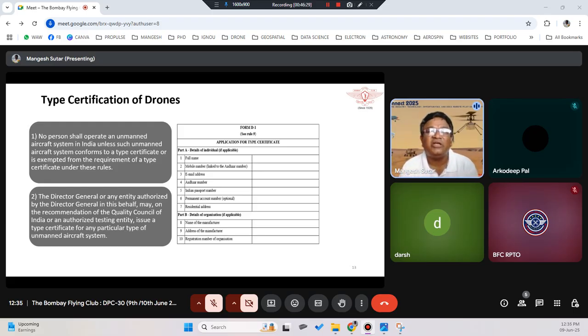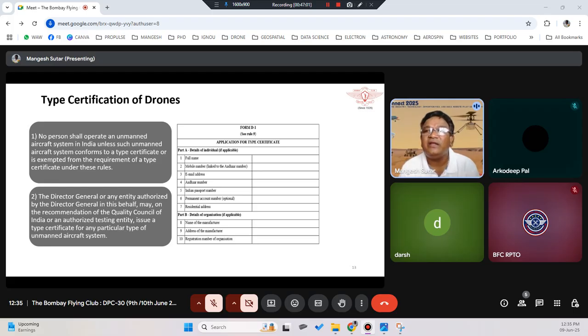No person shall operate an unmanned aircraft system in India unless such unmanned aircraft system conforms to a type certification or is exempted from the requirement of type certification under these rules. Like I said, a nano drone doesn't require to be a type certified drone. So apart from nano, all other classifications like micro, small, medium, and large, all 4 classes need to be type certified drones if you want to fly.